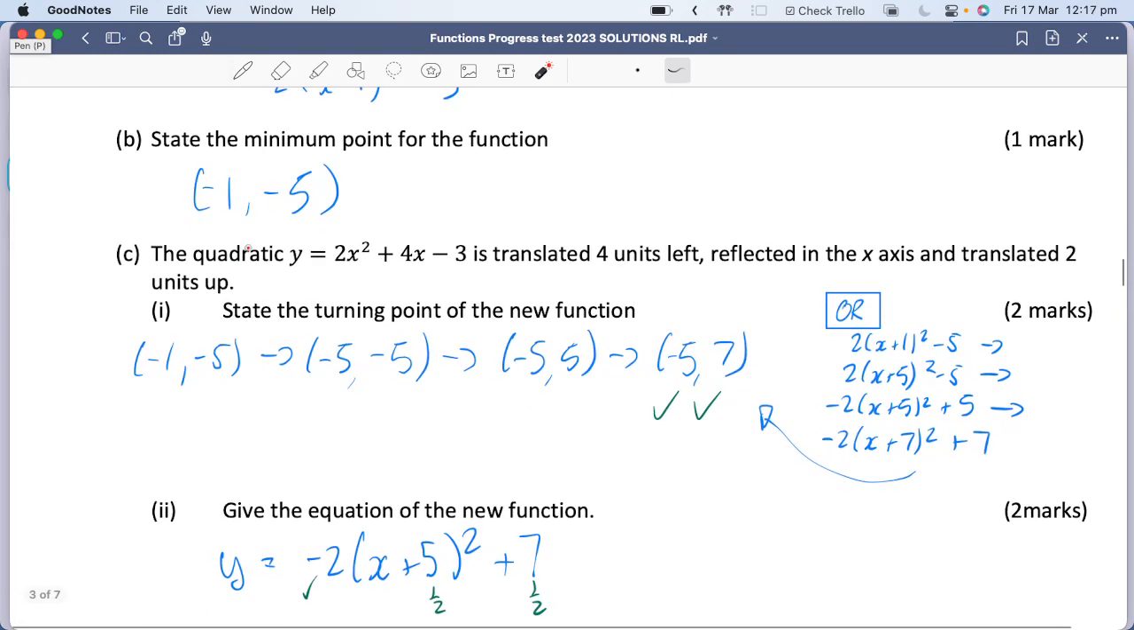Now, this bit here I felt was a particular weakness of heaps of people. Remember I marked all 3 classes.